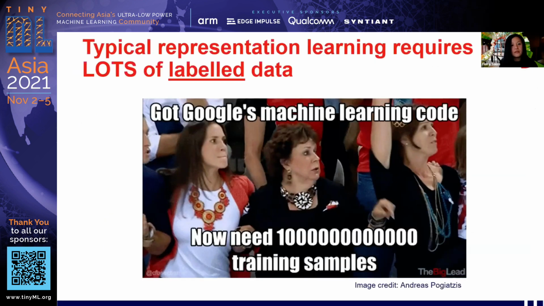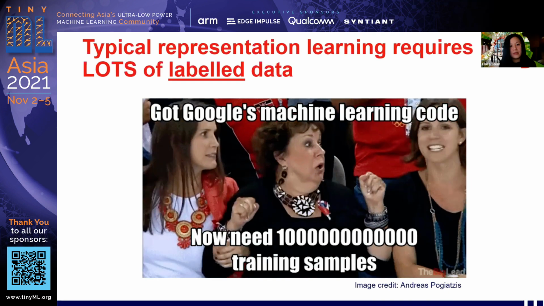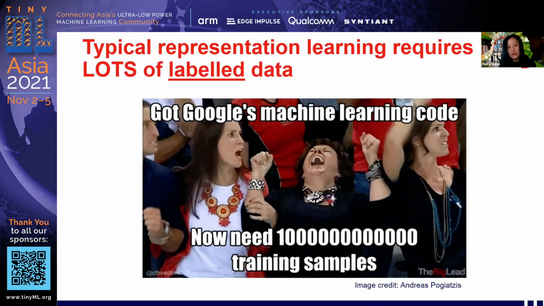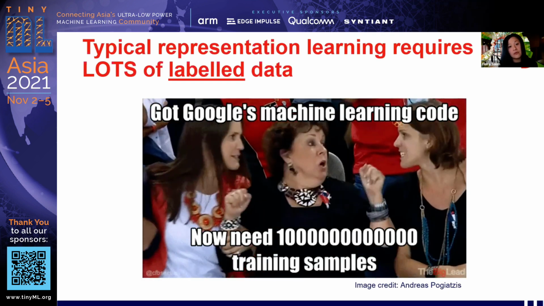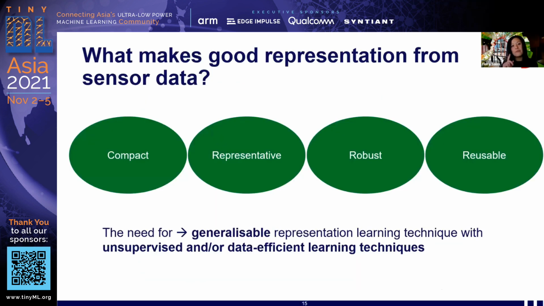Now, I mentioned already that typical representation learning requires lots of labeled data. So how do we then get it? How do we actually work with sensor data if we don't have labels? The thing to think about is what makes a good representation from sensor data. These are the ones that we came up with.